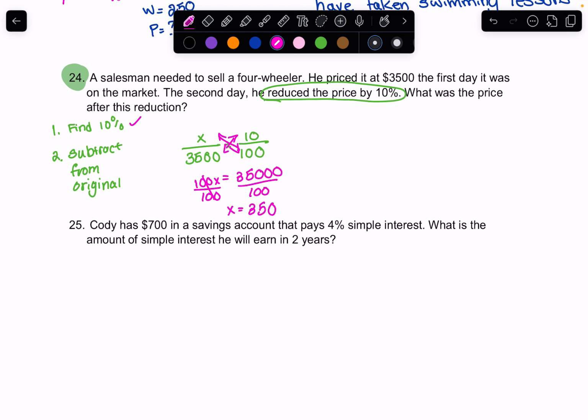Now we do our second step, which is to subtract the original and the sale amount. So when you do 3,500 minus 350, you get $3,150. So that would be the amount that you would pay after the reduction of 10%.